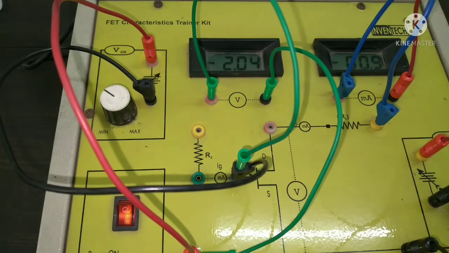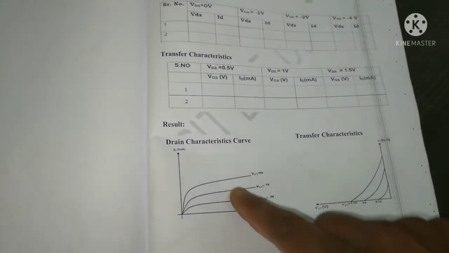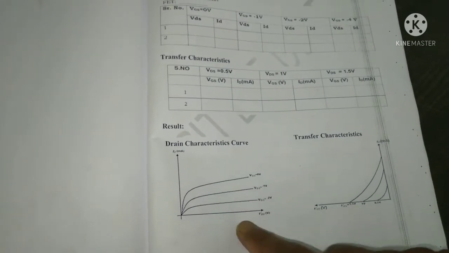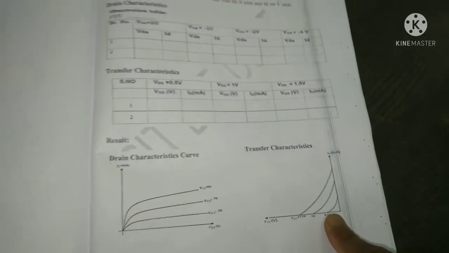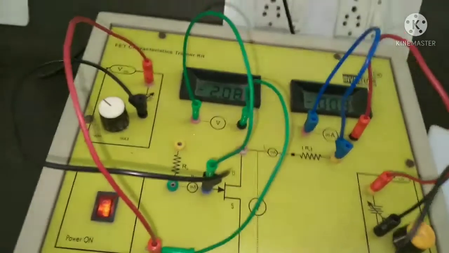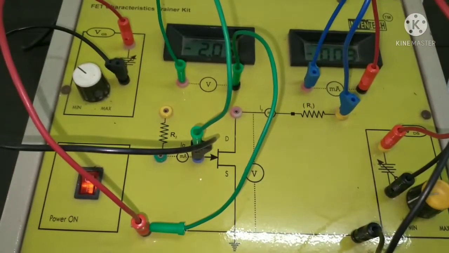This one was the transfer characteristic, and in the beginning I explained the drain characteristic. If you draw the graphs, you can see here, this is the drain characteristic graph, it will come like this, and this is for the transfer characteristic. That is the way you can perform this experiment. Hope you understood.